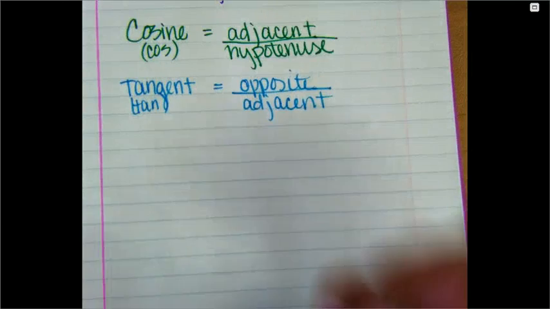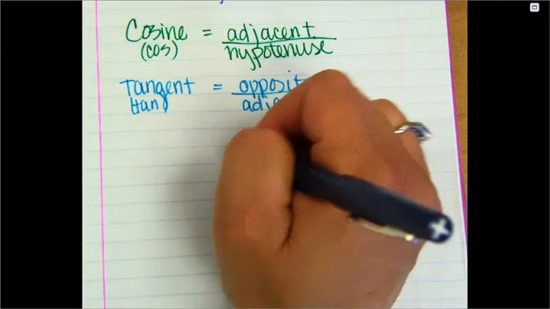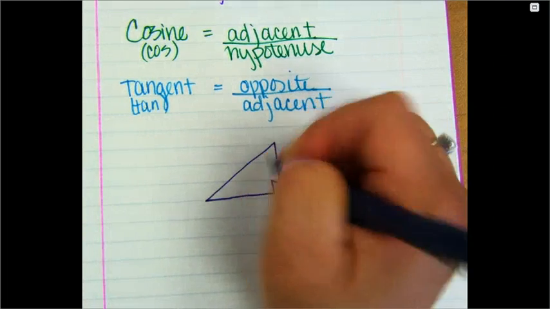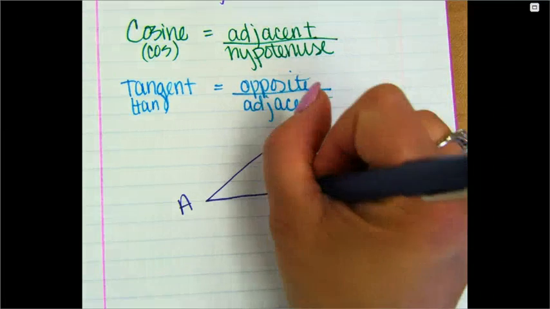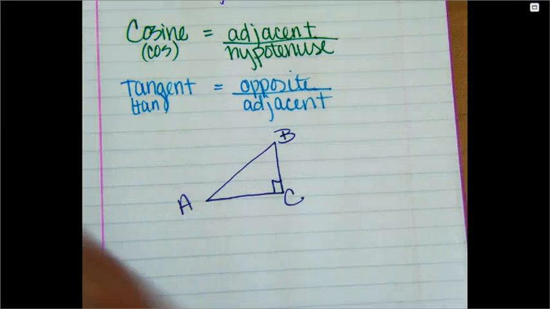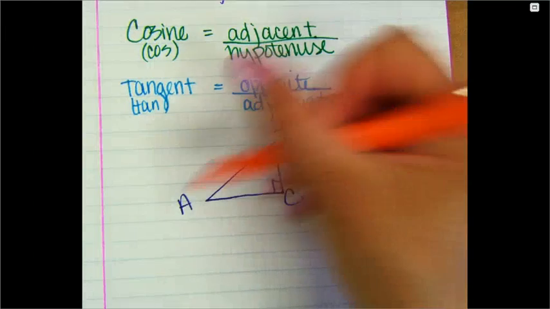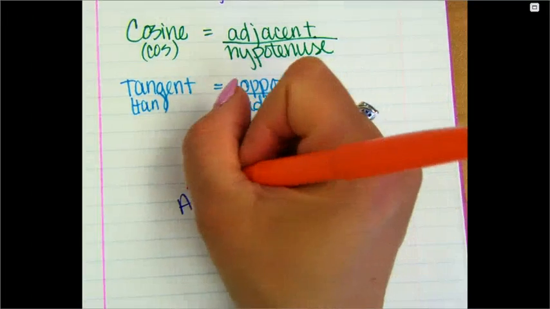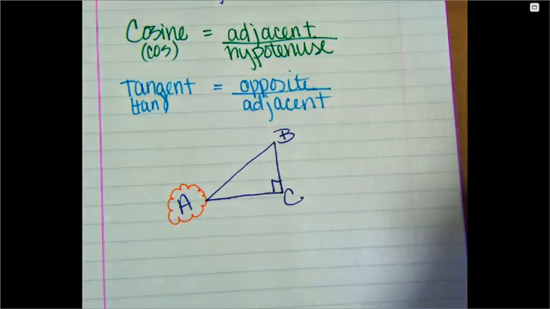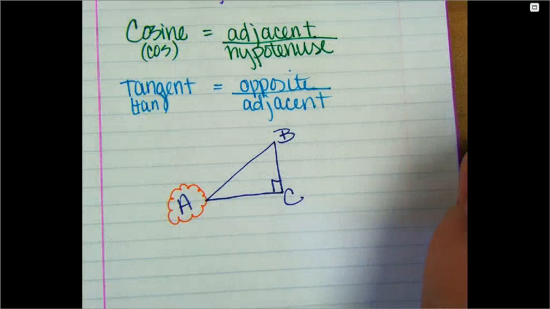So let's talk about what this means. So right here, let's make a right triangle. And let's call it triangle ABC. And we have triangle ABC, and what we're going to do is look at angle A. So I want to pick an angle so I know which angle I'm looking at, okay? In the homework, it's going to tell you which angle to deal with, but for now I want to look at angle A.